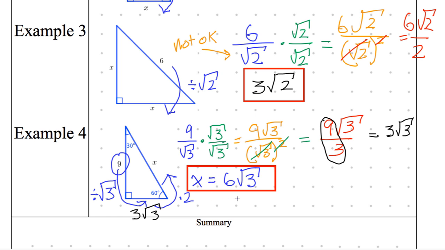X is equal to 6 square root of 3. And that is the hardest type of problem I will ever ask you. You have seen it. You have notes for it.